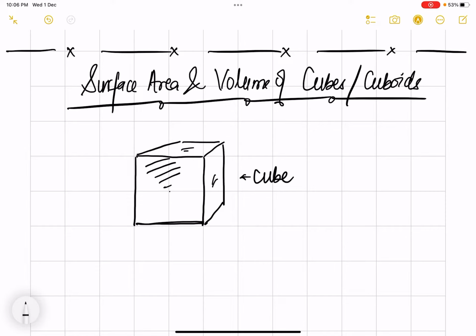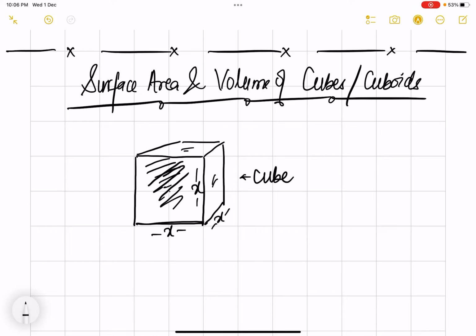Now, if I tell you that this side was x, it could be any unit, x centimeter, x inches, doesn't matter. This will also be x, and this will also be x. So its length, breadth, and height, all of them are x. What's the area of this face? It is x into x, that's x square.